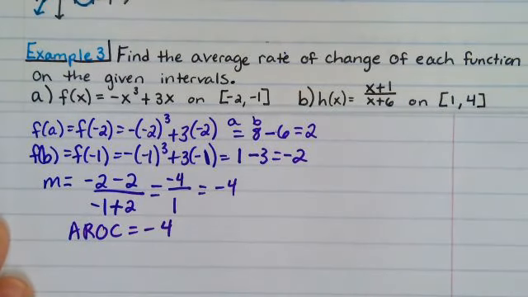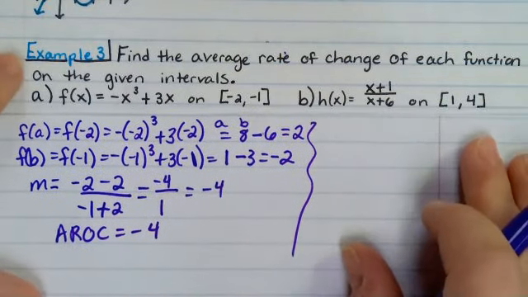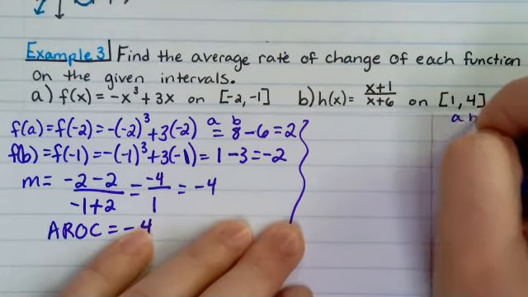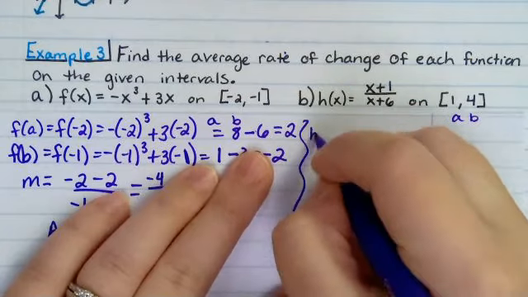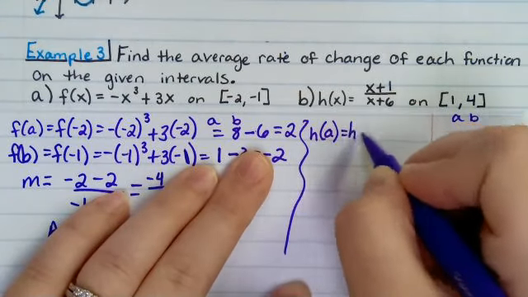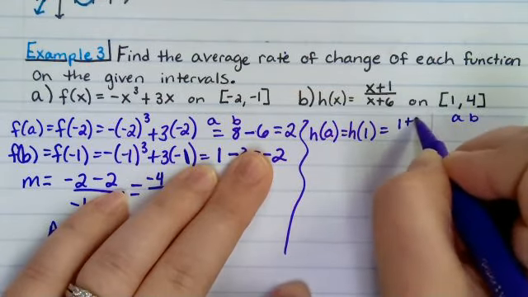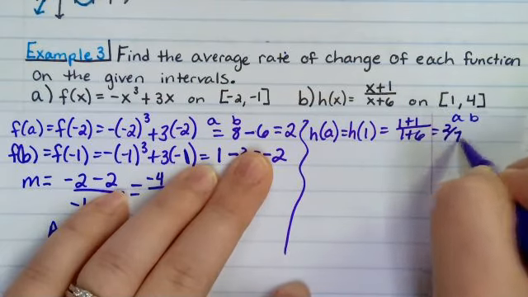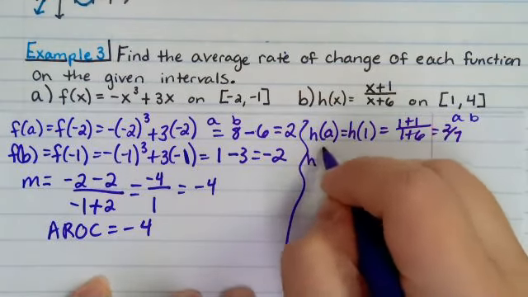Cool? I'm going to go through the next one. I did give myself a lot of room, so I may have to kind of squish this one. Okay, so again, we have our A and B, and we're going to plug those in. So I need to find what is H of A. That's talking about H of 1. If I plug in a 1, 1 plus 1 over 1 plus 6. This is 2 over 7. Kind of ugly, but it is what it is.